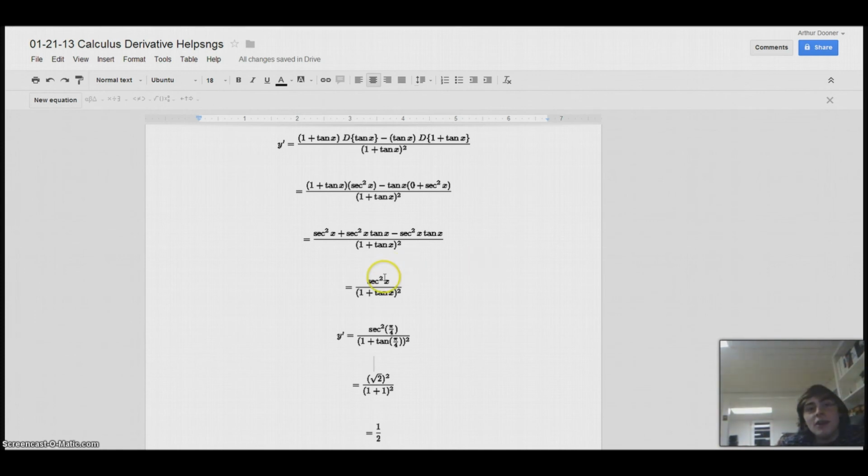So, moving on, sec squared of x over 1 plus tan x squared, obviously the 1 plus tan x squared is in parentheses. It can be simplified down to have the actual value that you're trying to put in for the y prime function. So a secant squared pi over 4 over 1 plus tangent, tangent pi over 4, all in parentheses and then squared, which then simplifies down to simply square root of 2 squared over 1 plus 1 squared, because tangent of pi over 4 is 1.